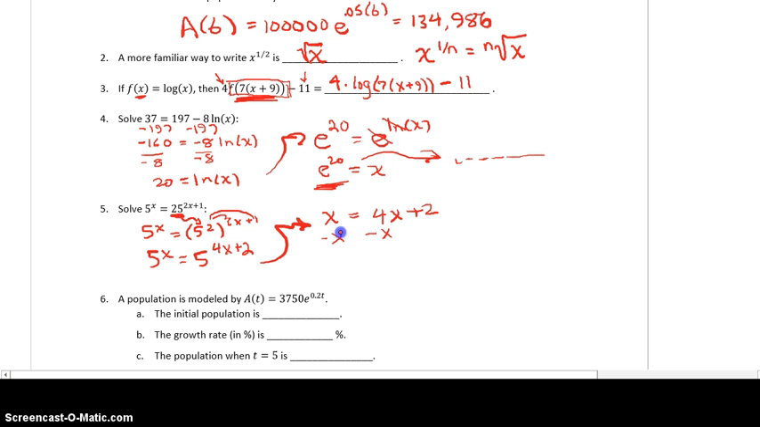Let's subtract x on both sides. That's 0 equals 3x plus 2. Subtract 2 on both sides. That gives us negative 2 equals 3x. And we'll divide by 3. X is negative 2/3.